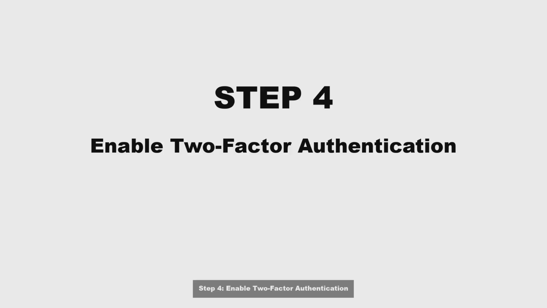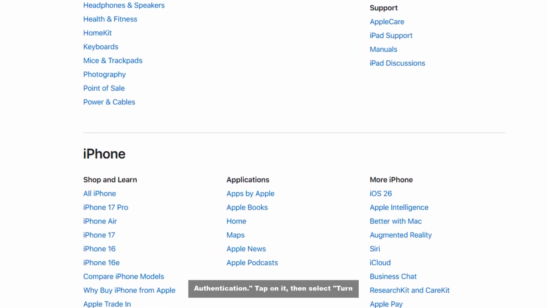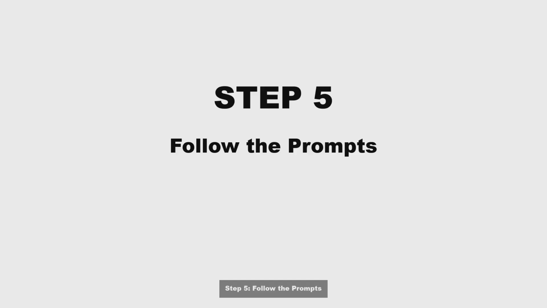Step 4. Enable two-factor authentication. Look for the option that says two-factor authentication. Tap on it, then select Turn on to initiate the setup process.